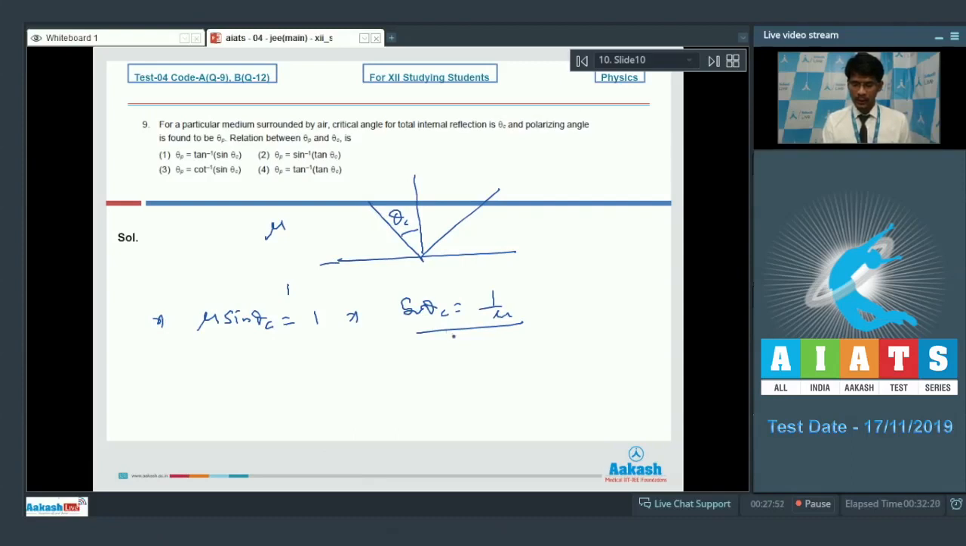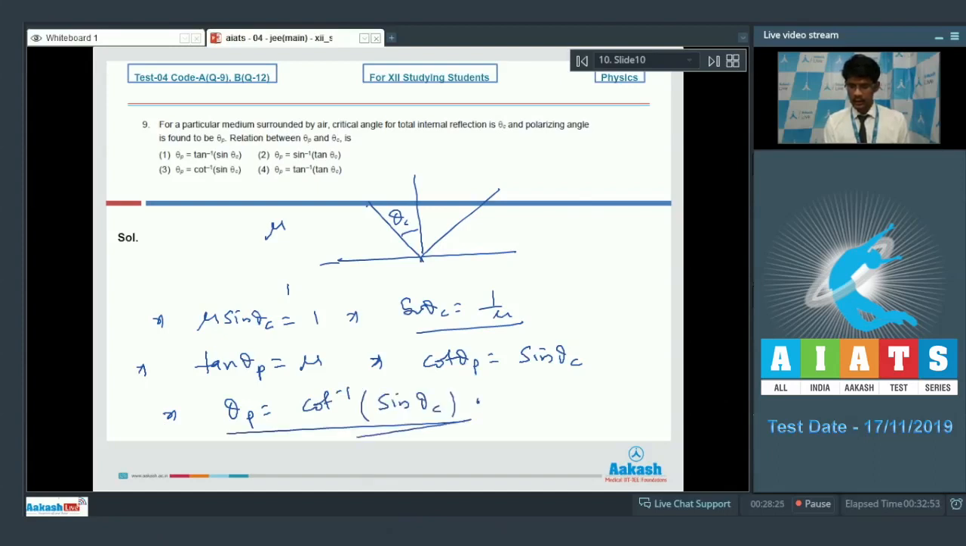Now if the radiation comes from this side and is refracted on this side, for that condition the angle of polarization is given by tan of theta p, which we know comes out to be mu here. On that case we already had the answer for mu to be equal to 1 by sine theta c. I can write it down as cot of theta p equal to 1 by mu, that is sine of theta c, or theta p can be taken as cot inverse sine of theta c. Well, this is the answer for question number 9, that is option 3 is the correct answer.